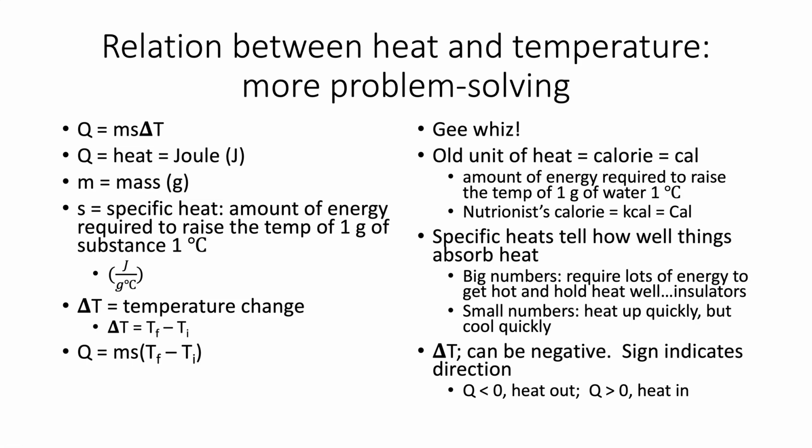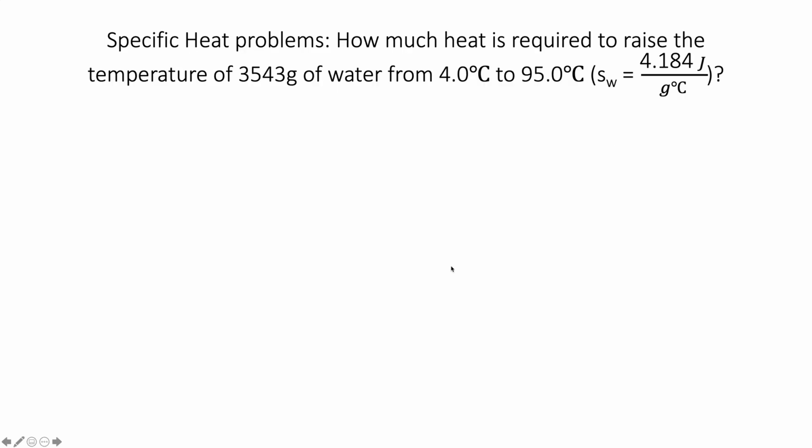So now I'm going to do 3 problems. All right, so there'll be different levels of difficulty. Watch the problem solving and the sig figs. These are very algebraic. So let's start with how much heat to raise the temperature of this much water from 4 to 95 degrees. You do not need to memorize any numbers like densities or specific heats. They will be given to you. All right, so let's go through the problem solving.